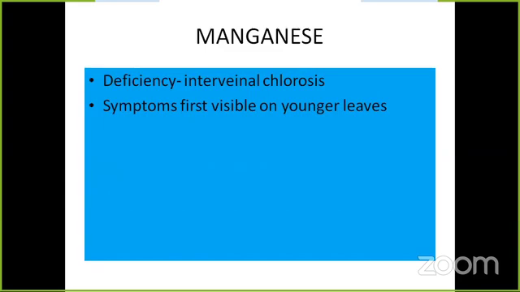In case of deficiency, there will be interveinal chlorosis, as we said earlier. Here also, between the veins in the leaf, there will be yellowing and the veins will remain green. Symptoms are first visible on the younger leaves, because that means it is not mobile from older leaves to the younger leaves. So that being the case, deficiency will lead to younger leaves becoming symptomatic.